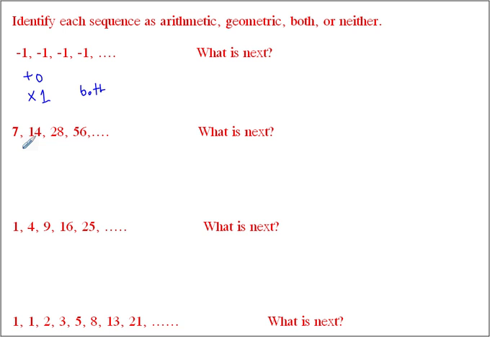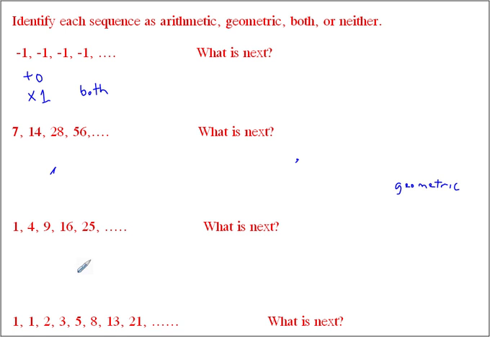So now let's try geometric. From here to here, times 2. From here to here, times 2. From here to here, times 2. So this one is going to be geometric. I'm going to write that over here. Let's see if this part of my board is working. So geometric. And what's the next one going to be? Next one on my board is going to be 128 and then 256 and so on.